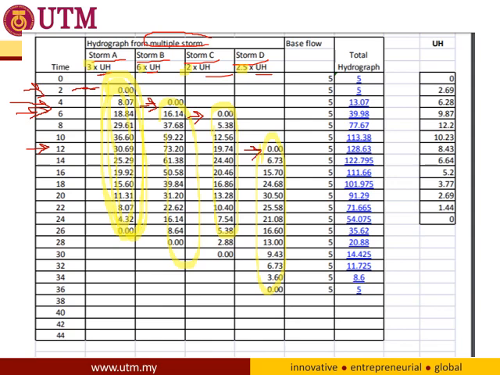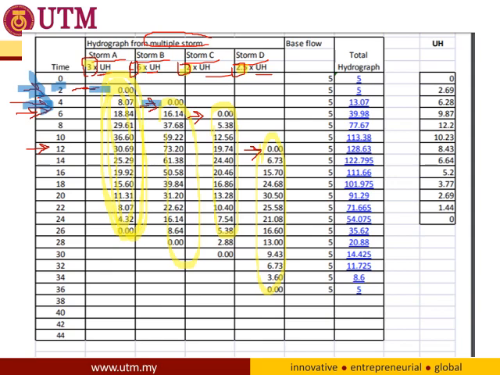Okay, so there are several things here. First, you need to multiply each unit hydrograph by each storm excess rainfall. So here it is. Next, where do you put the product of the hydrograph? You arrange it according to the time here. Because storm A starts at 2 hours, so you start at 2 hours. Storm B starts at the 4th hour, so you start at the 4th hour. I'm just repeating.